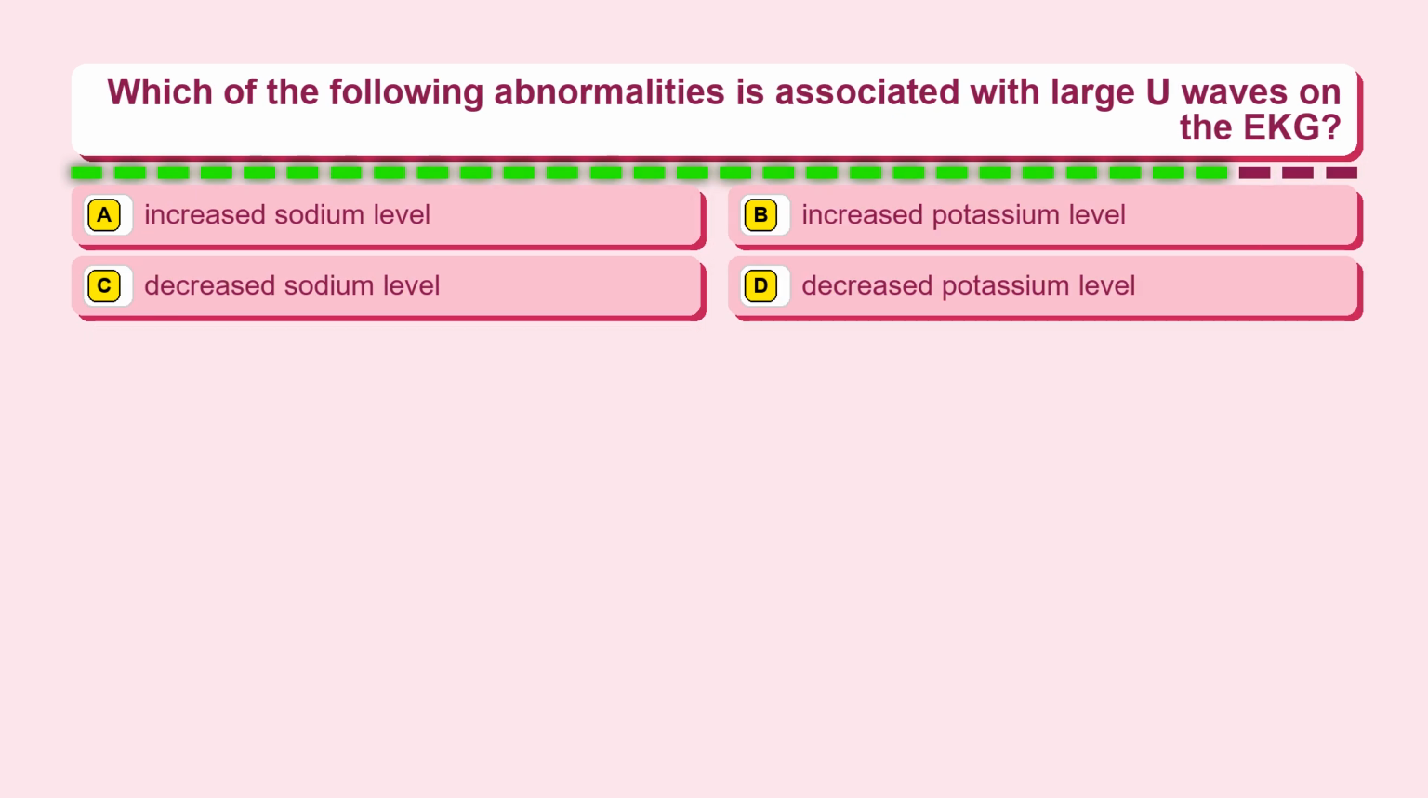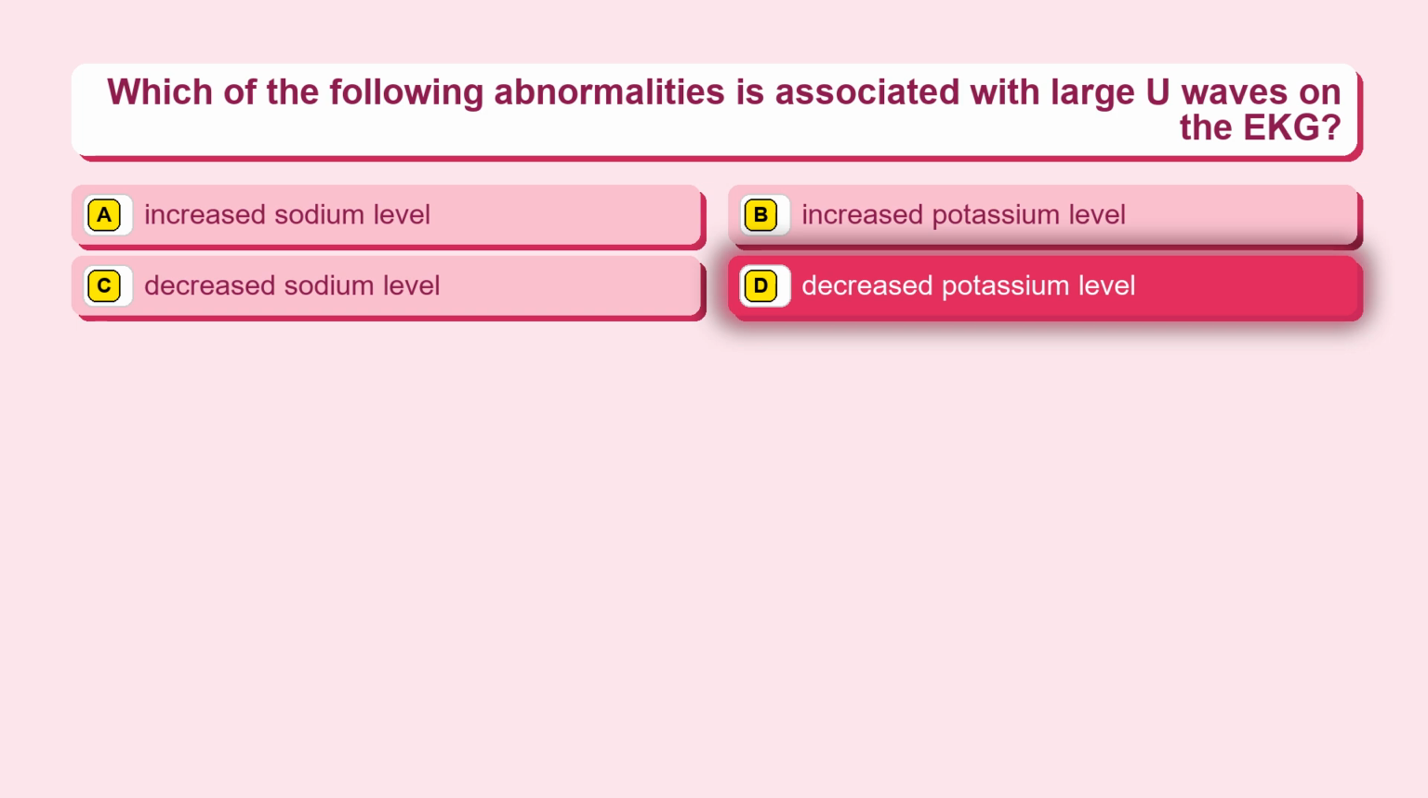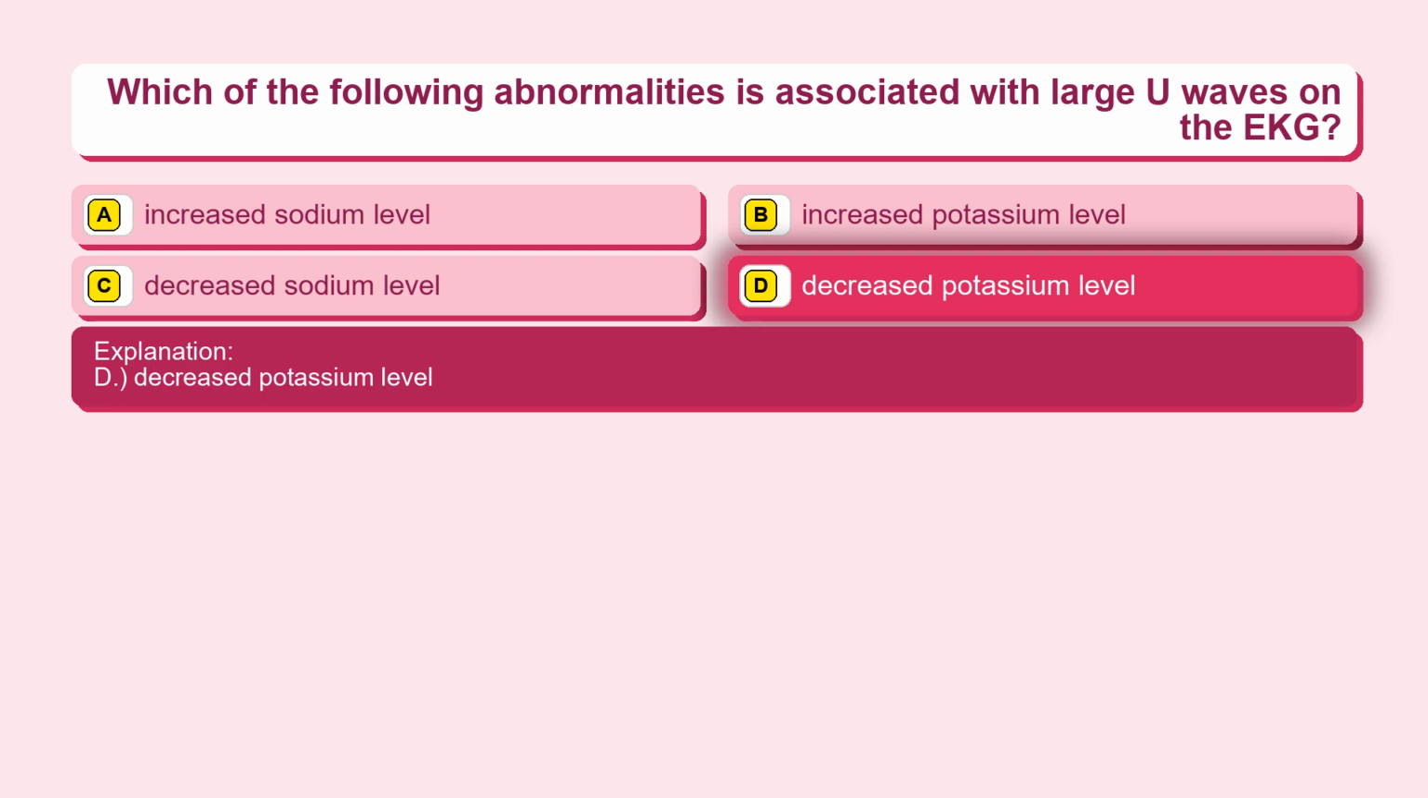Question 3. Which of the following abnormalities is associated with large U waves on the EKG? Option A. Increased sodium level. Option B. Increased potassium level. Option C. Decreased sodium level. Option D. Decreased potassium level. The correct answer is option D. Decreased potassium level.